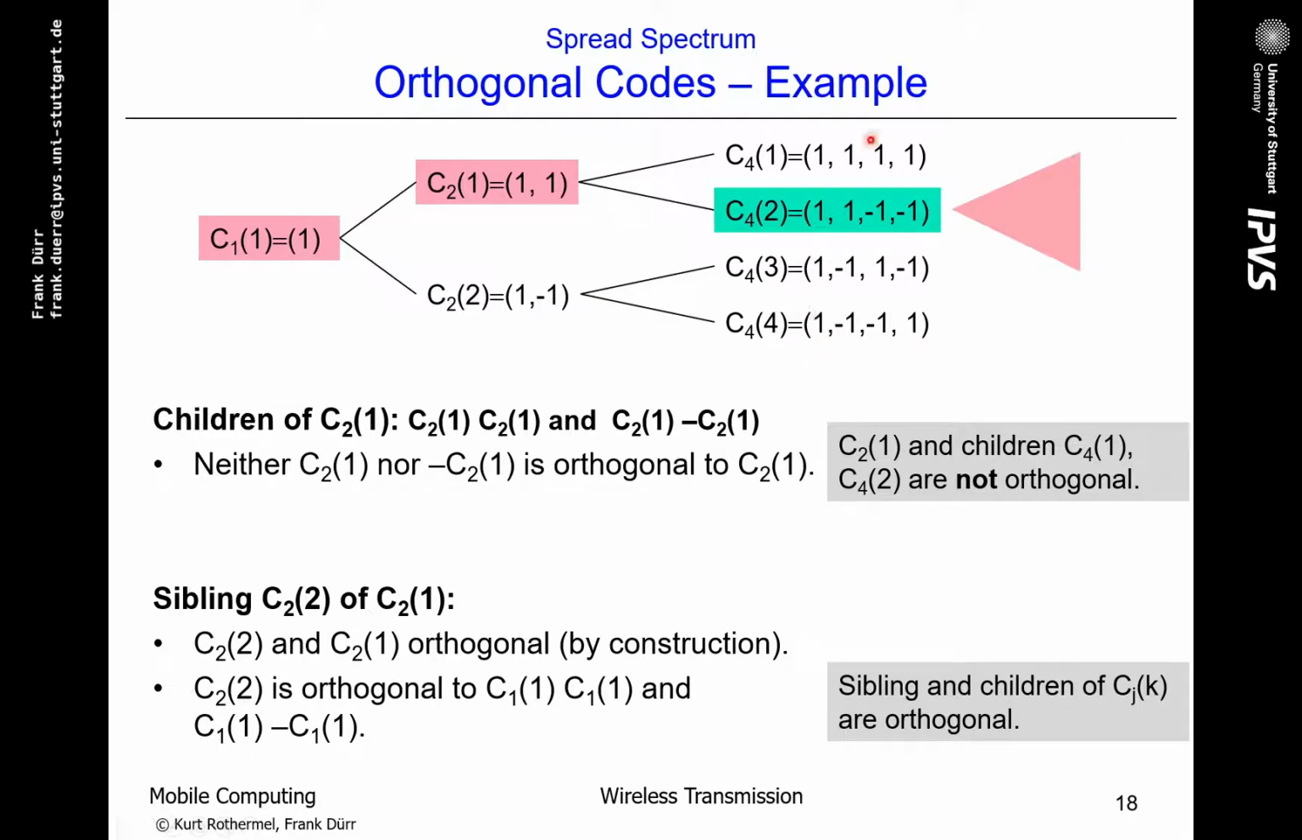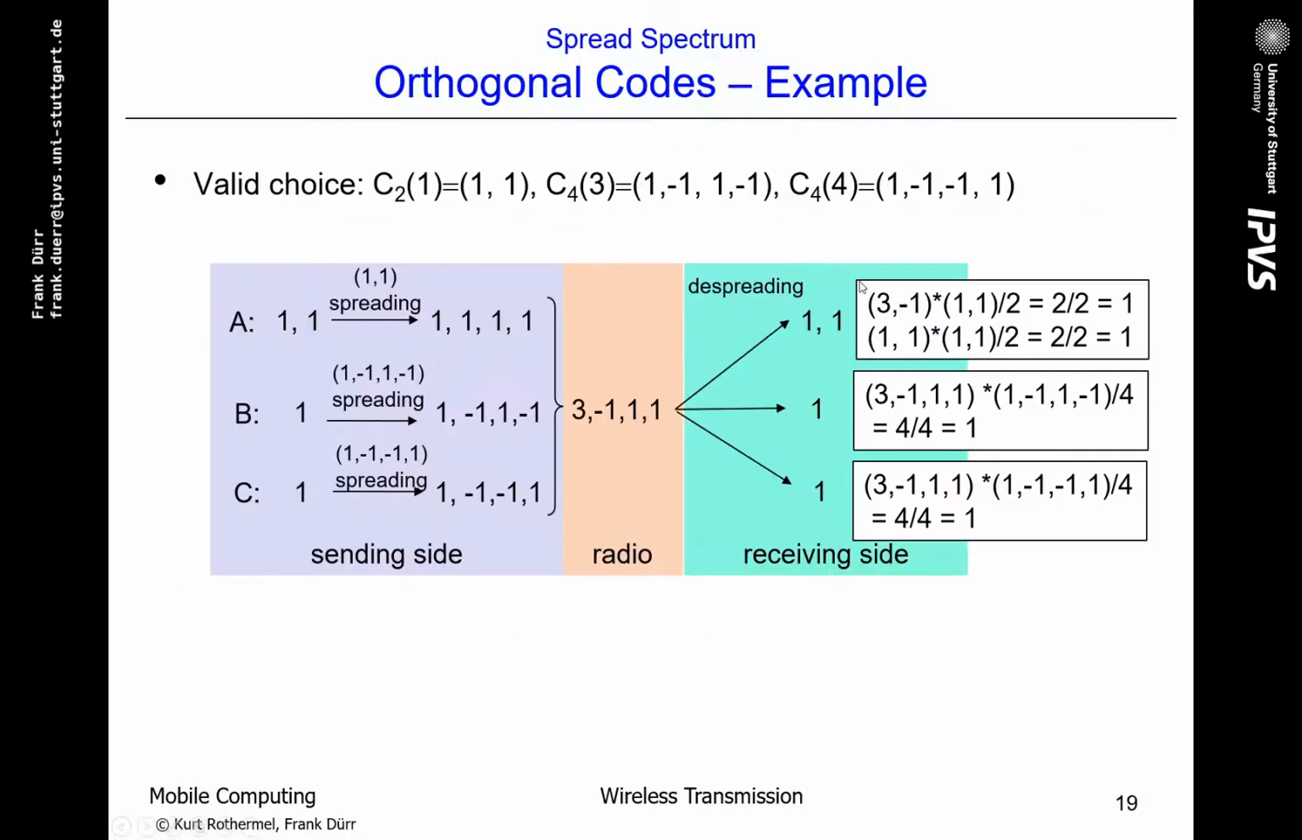However, we must never choose these chipping sequences because these 2 are not orthogonal to this one here, as already shown. However, these 2 are orthogonal to the sender A using chipping sequence 1, 1. So what we can use is 1, minus 1, 1, minus 1, and 1, minus 1, minus 1, 1. And this is exactly also what we did here, as you see here.